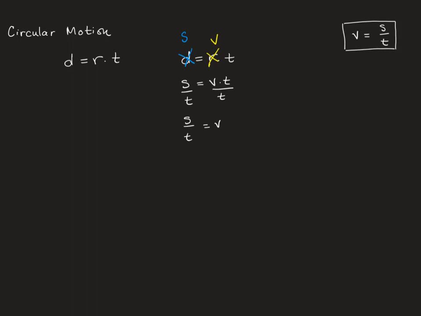So, why all the changes? Well, remember that s is an arc length. It's a linear distance, but it's curved. So I don't want to talk about it as a line, and I want to be clear about what I mean by distance.